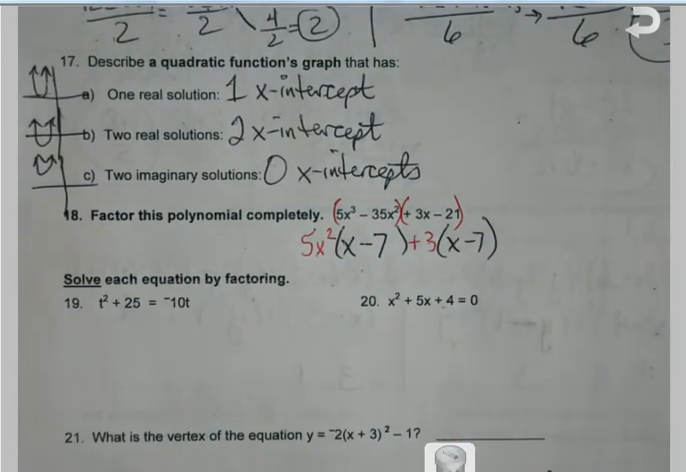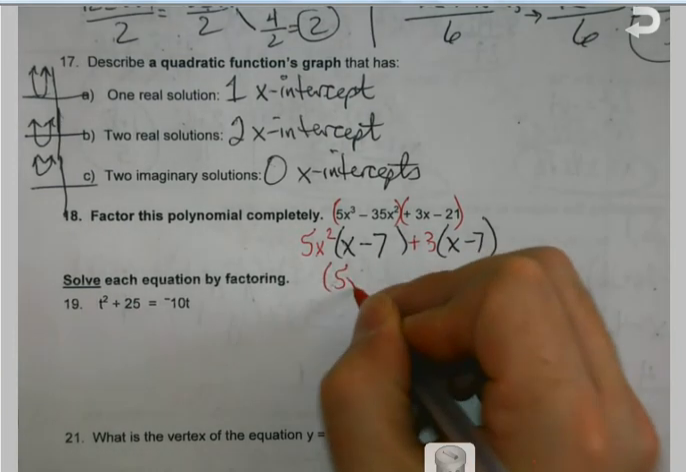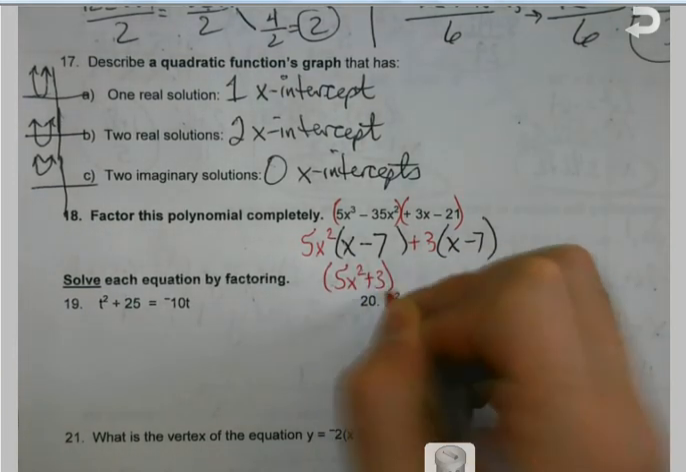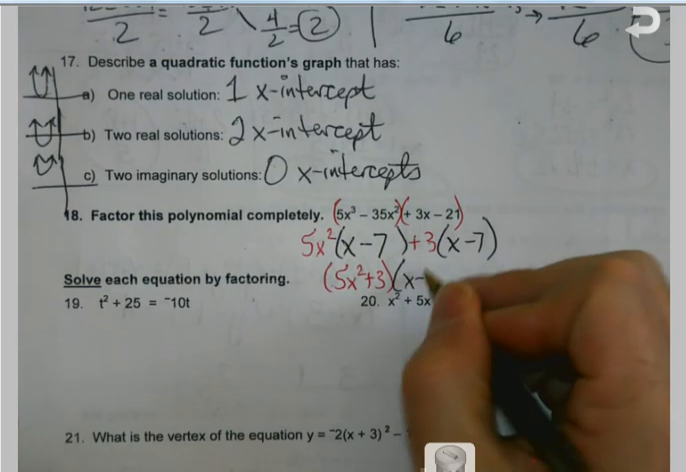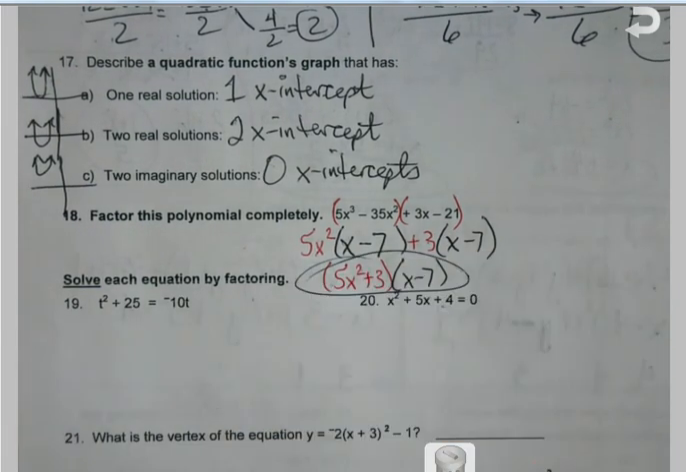But you're not done. Got to simplify. And to simplify, I put together my greatest common factors. And I put together their common factored portion. Now I'm done.